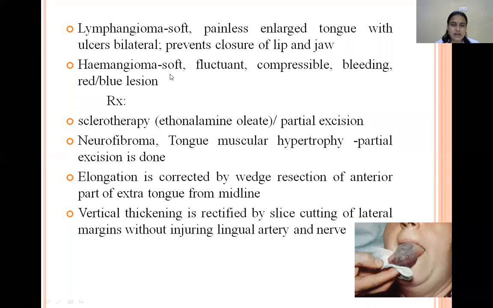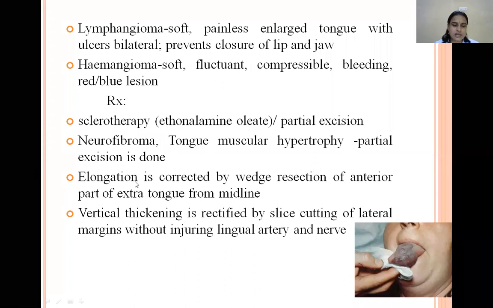Hemangioma, again the same, is soft and fluctuant. It is compressible because of blood vessels, and bluish or red in color. It may bleed on trauma. As for treatment of macroglossia in general, when the cause is lymphangioma or hemangioma, we may try to inject a sclerosant like ethanolamine oleate. If this fails, then we have to go for partial excision of the excess part of the tongue. Also, in neurofibroma and tongue muscular hypertrophy, we go for partial excision.